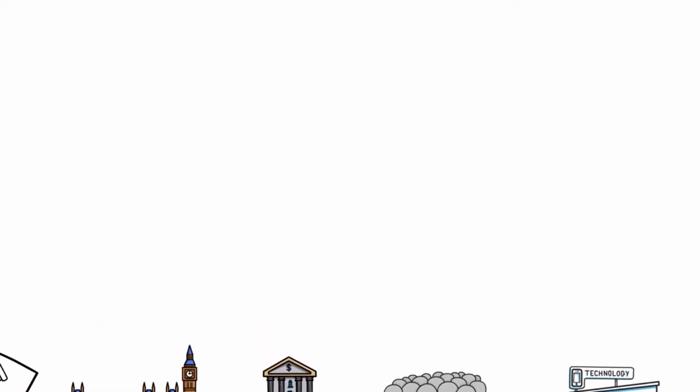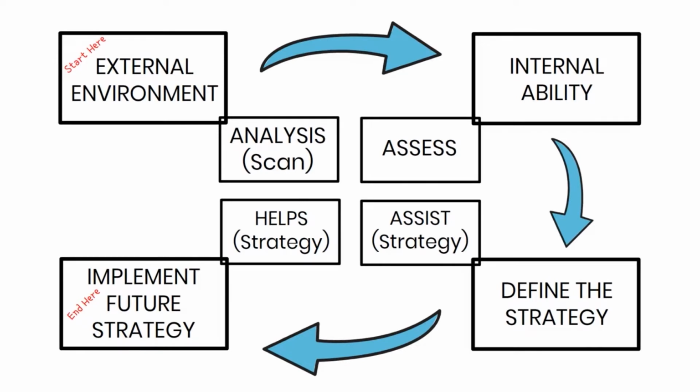Given each of these domains, the framework is used to analyze, monitor, or scan the external environment around a business and understand how the different domains impact that business. This in turn helps the internal assessment of the business's ability to respond to and handle those external forces. It also helps to define and implement future strategy.